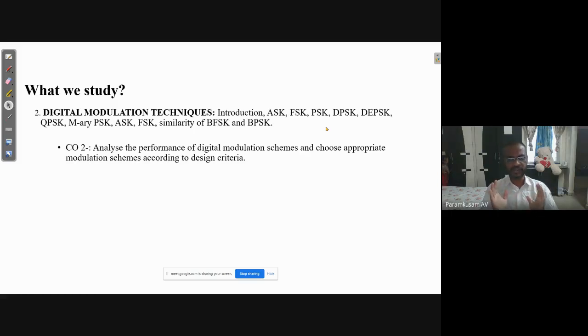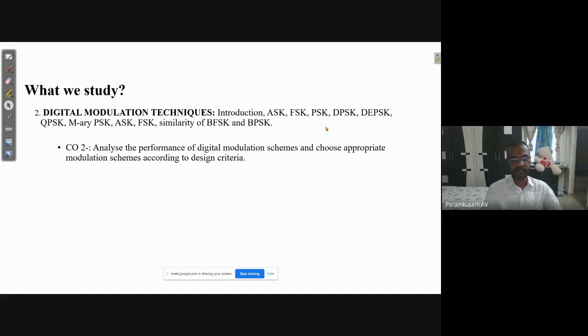So in the first unit, briefly, you will learn how an analog signal is converted into digital signal. Next, once you have the digital signal in your hand, how is this digital signal modulated? That is studied in the second unit.